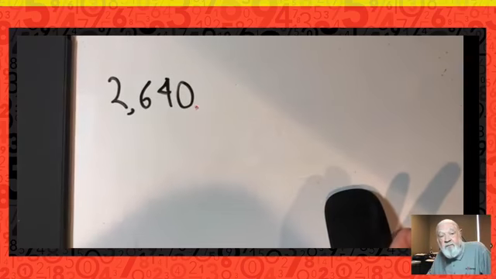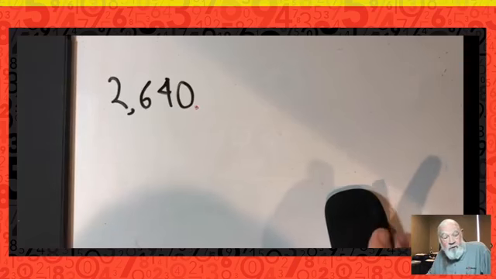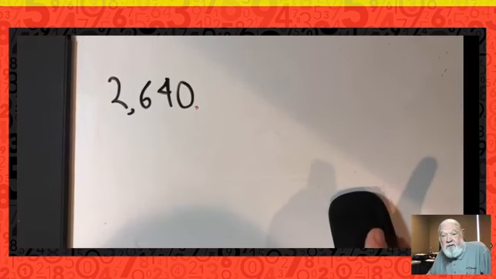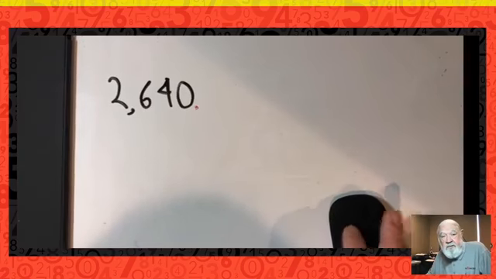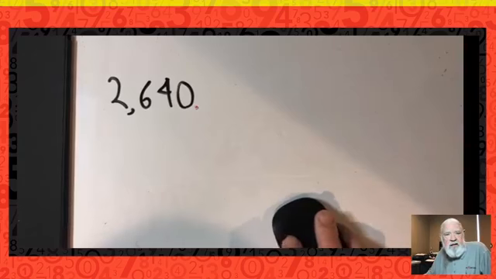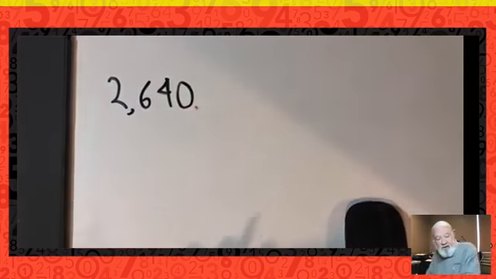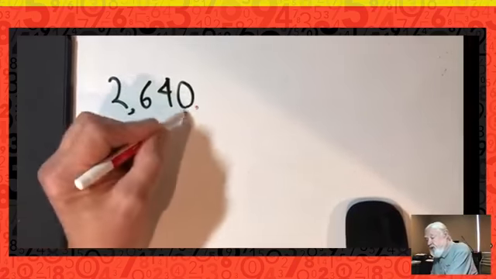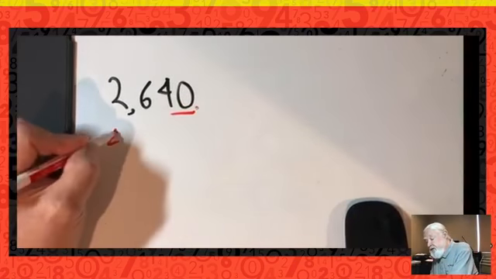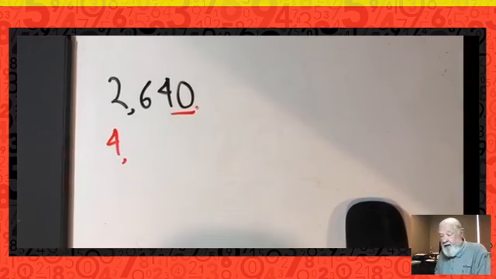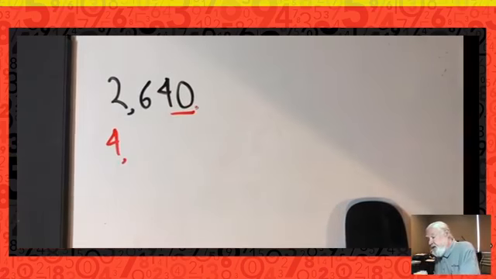Well, we have divisibility rules for both 4 and 5. So, yay or nay? Is 4 a factor? Is 5 a factor? Well, for 4, the rule for 4 is the last 2 digits, and 4 certainly goes into 40. So 4 is a factor. And I asked about 5 as well, and this number ends with a 0, so 5 is a factor.